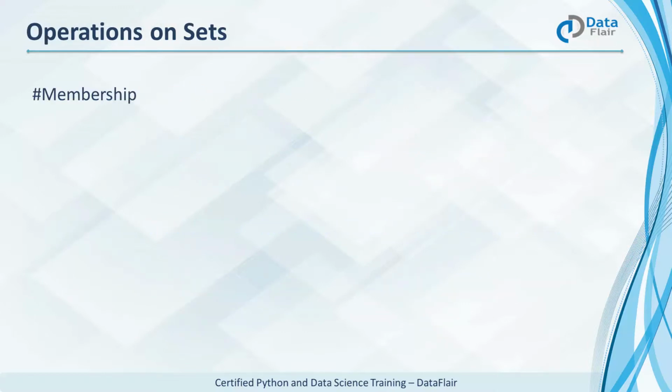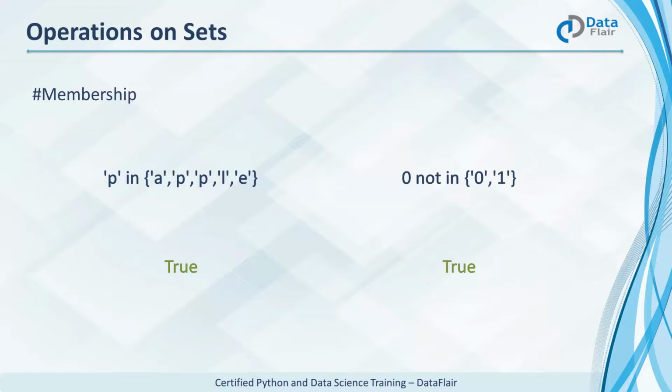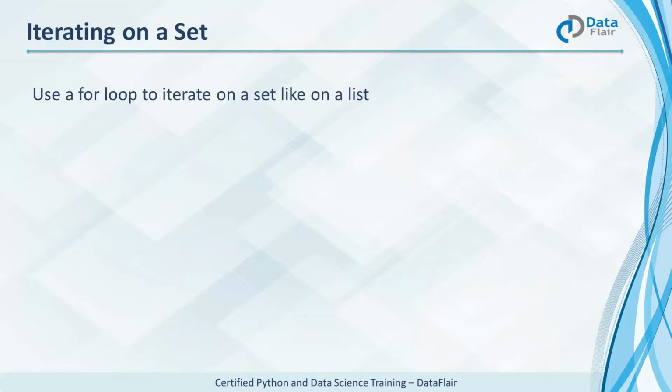And now some operations on sets. We can test membership on sets. Is the letter P in this set? Yes. Is 0 not in this one? Yes, because we have a string 0, not the integer 0. We can also iterate on sets like we do on lists. For each item in this set, print it.